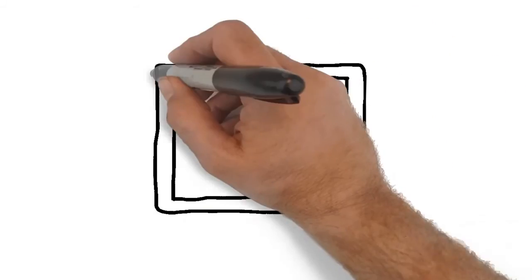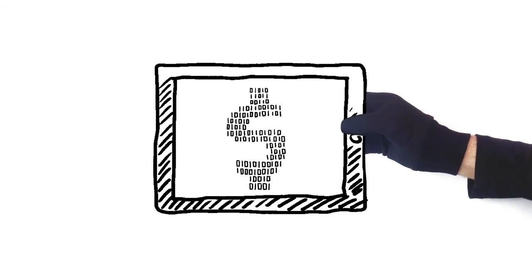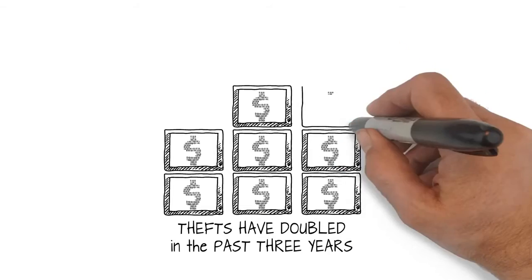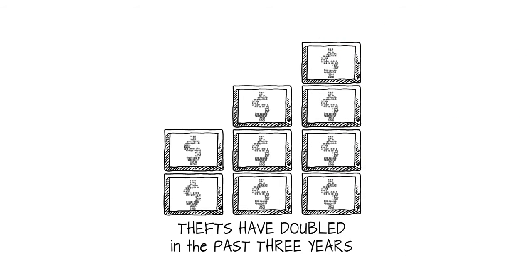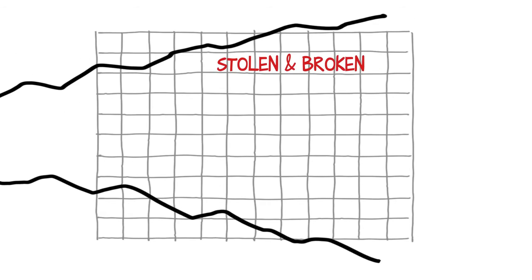Mobile devices represent a substantial investment, not only in hardware, but valuable data as well. So it's no surprise that theft is an increasing problem for schools and businesses. In the past 3 years, the number of organizations reporting theft of mobile devices has nearly doubled. And if mobile devices are stolen or broken, productivity can plummet until they are replaced and fully configured.